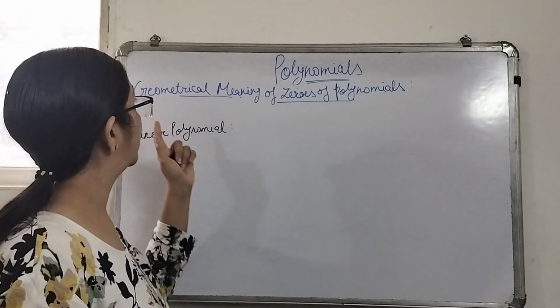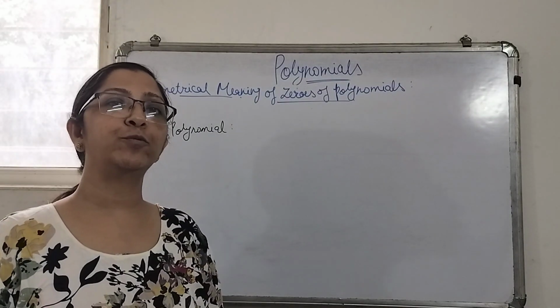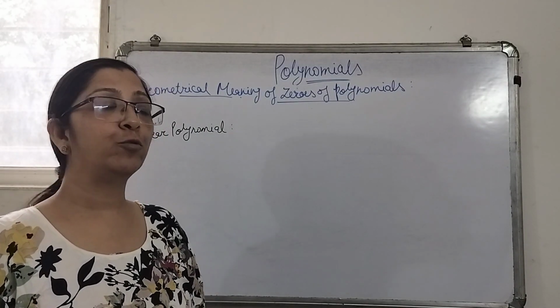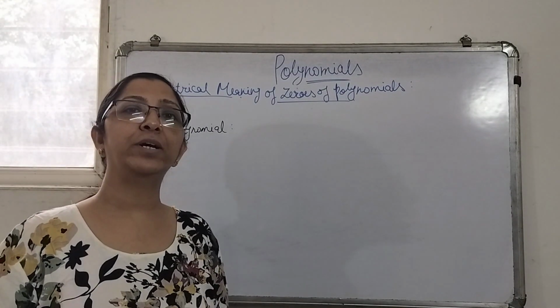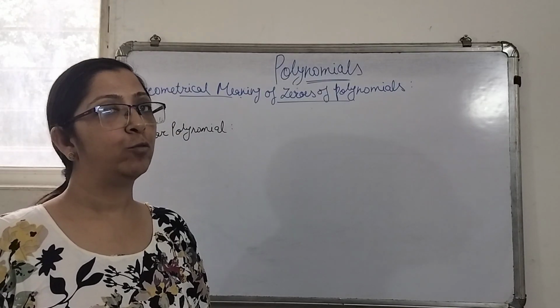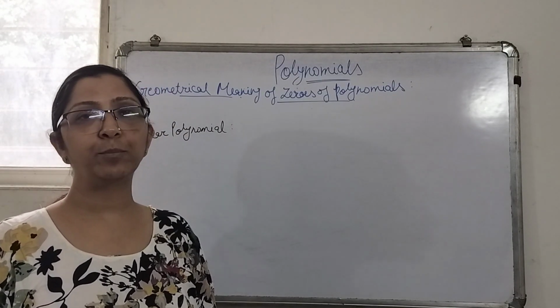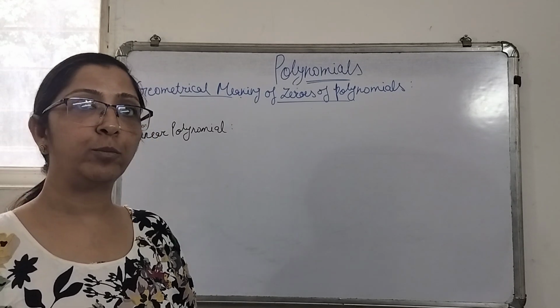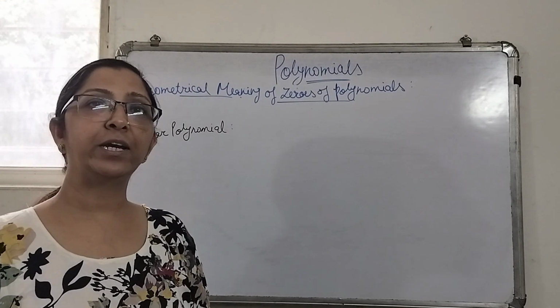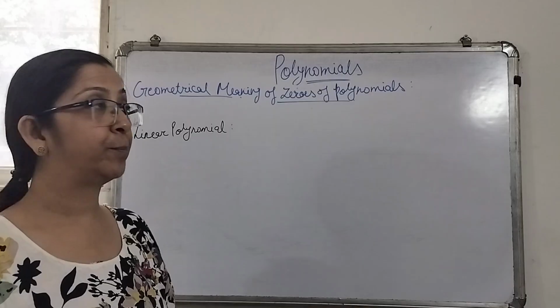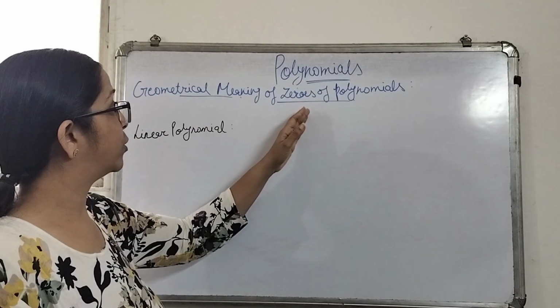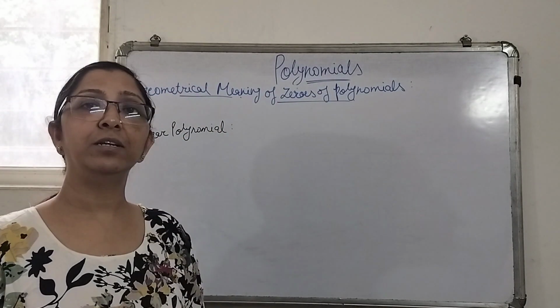Now let's see what is the geometrical meaning of zeros of the polynomial. Till now we have seen the algebraic methods of finding zeros of the polynomial. Whatever the polynomial was, whether it was a linear polynomial or a quadratic polynomial or a cubic polynomial, using algebraic methods we have found the zeros of the polynomial. Now, how to find the zeros of the polynomial using the geometrical method?